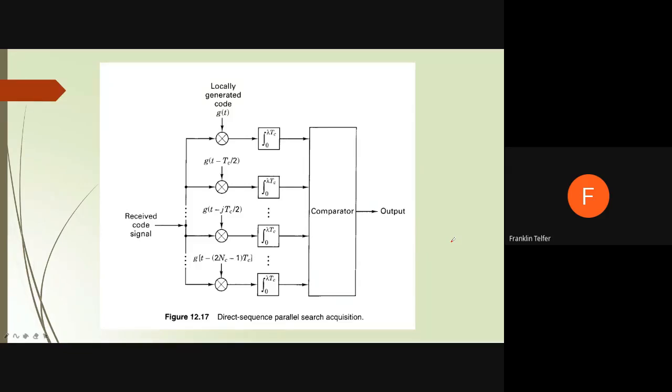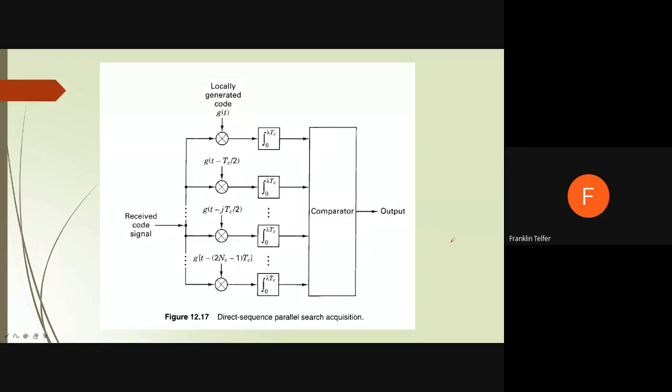So here there may be a false alarm in the circuit, where the threshold may be crossed at a different value. So this has to be taken care of. This parallel search makes sure the locally generated code g(t) is available with the delay. It is spaced by one half chip, Tc by 2. So there is a locally generated g(t) available, and this is a delay element. There is a minus being added, right? So these are all delays.